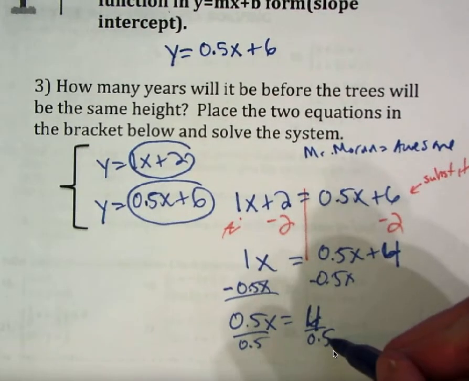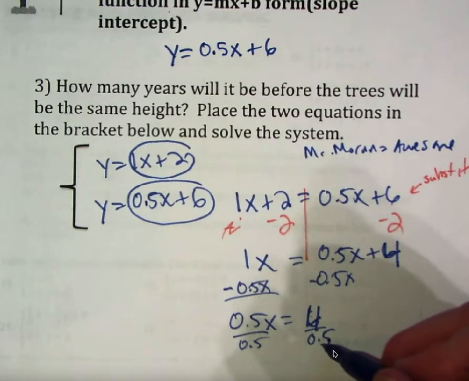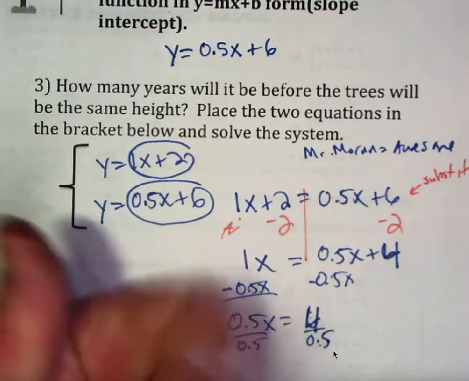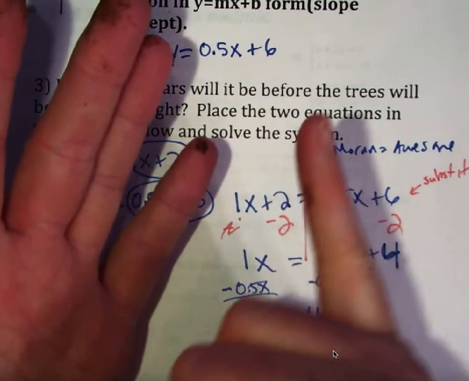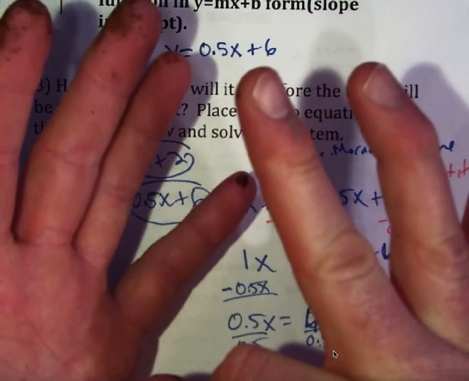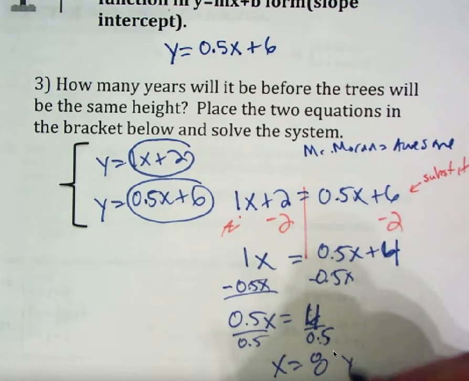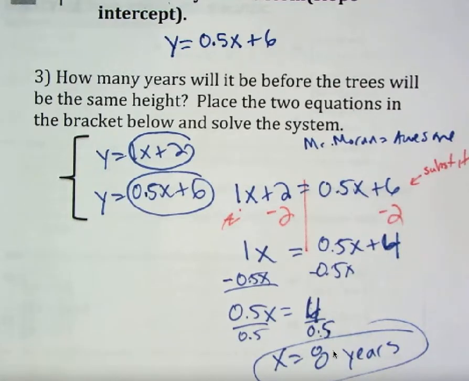This is saying how many times does this fit in here? Right, that's one way to think about division. So you have 0.5, 1, 1.5, 2, 2.5, 3, 3.5, 4. So we have that x equals 8. So we answered it by solving the system. We found that after 8 years it'll be the same height.